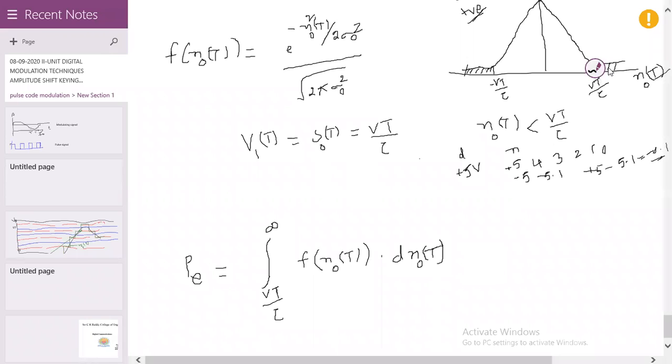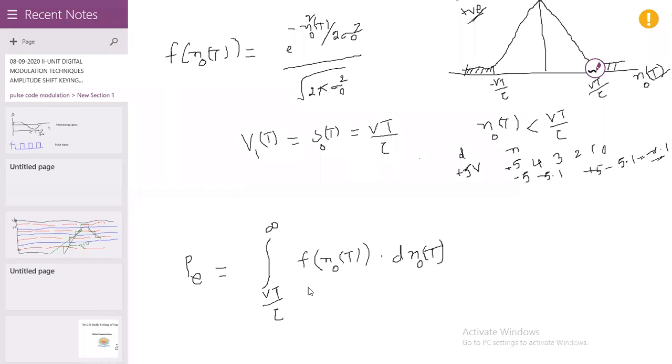So here look, n naught of t occurrence Vt by tau to infinity. Similar way in this case Vt by tau to infinity, minus infinity, like that. That's why here we can generalize that one. Vt by tau to infinity. Here that V indicates plus V or minus V according to the received data. Okay, the probability of error is equal to integration Vt by tau to infinity f of n naught of t into dn naught of t.